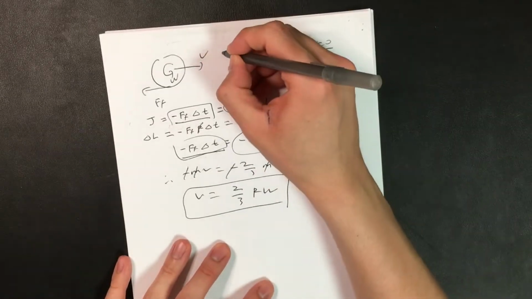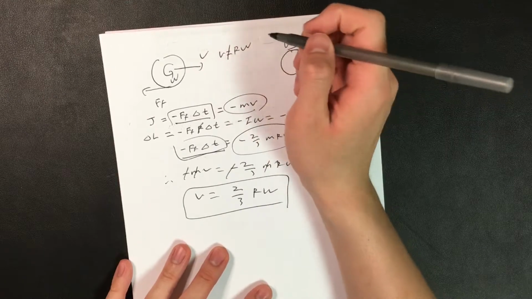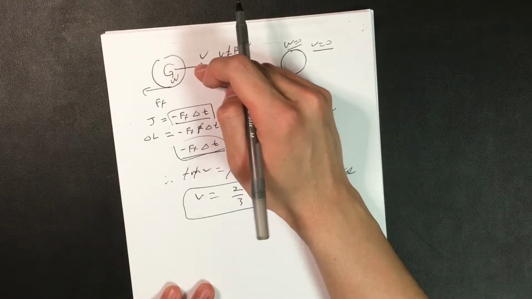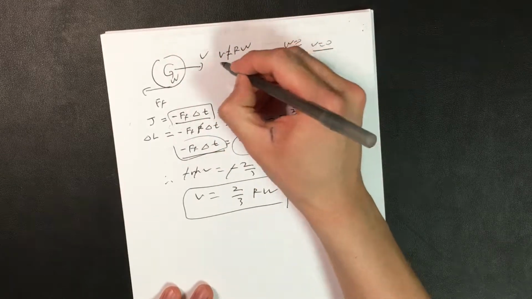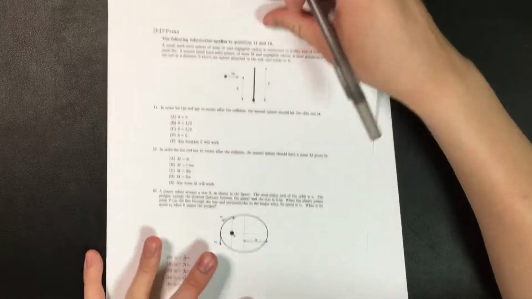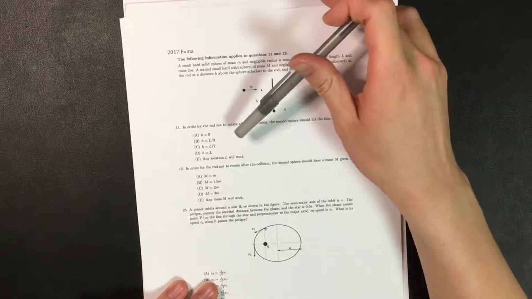Now, in this question, we've shown that v is not necessarily r omega, and this is because the ping pong ball isn't rolling on the surface, but instead it is slipping, and that is why v equals r omega does not hold true. So the next question is from 2017 F equals ma, and it is a series of questions from question 11 to 12.